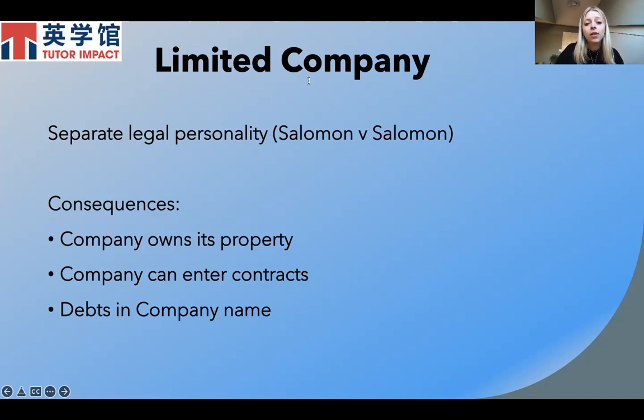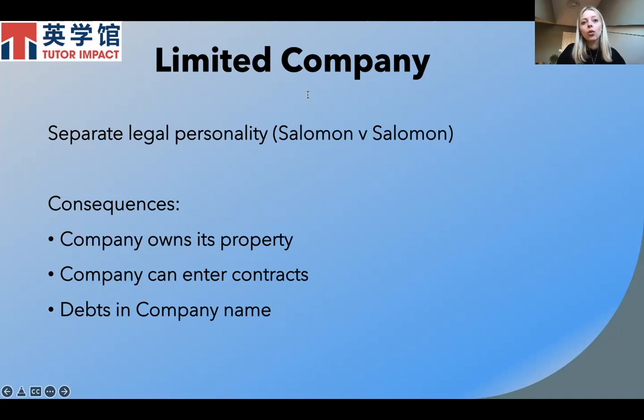And this concept of separate legal personality is very old. It was set out in the case of Solomon v. Solomon, which was a 1897 case. So as I said, it's quite an old concept that's been going on for many years.